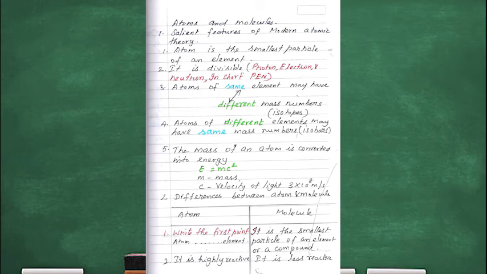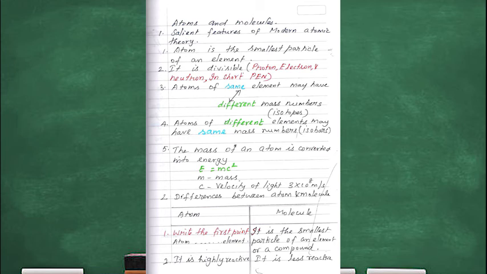Okay, next one: instead of same, you write different. Then again the word same comes, and you will get the word isobar. But you read one sentence, then the next sentence will be ready. Next will be: mass of an atom is converted into energy. E is equal to mc square, m for mass. Okay, c is the velocity of light.